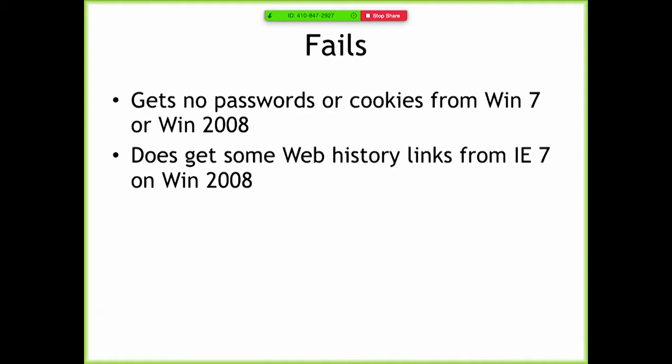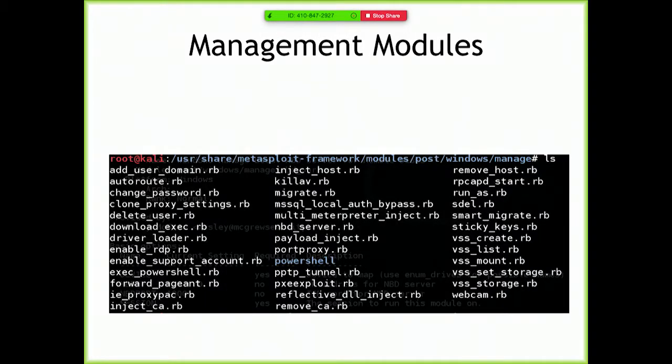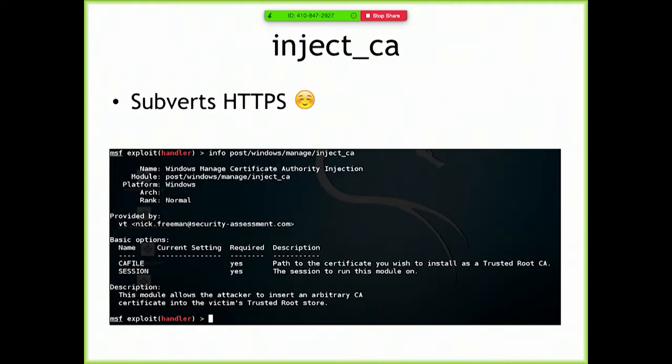So again, I think these really powerful ones, Microsoft is aware of them and patched them, and the exploit has not found a new way to do it. And there's management modules, which do things like migrate and kill AV. Here's inject certificate authority. That's good, clean fun.